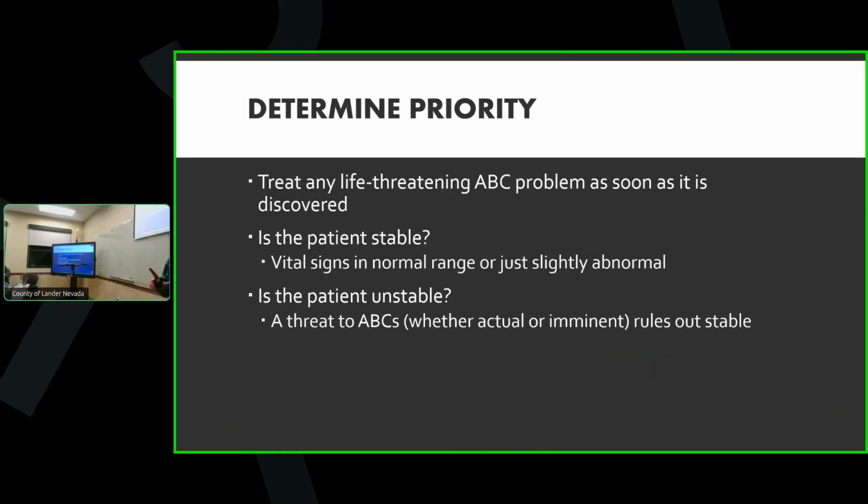So if the patient's stable, we want their vital signs in normal range or just slightly abnormal. But then ask what is normal for the patient, because some people live at a systolic of like 100, and that's normal for them. And some people live at a systolic of 160, and that's normal for them. So ask what's normal for your patient.